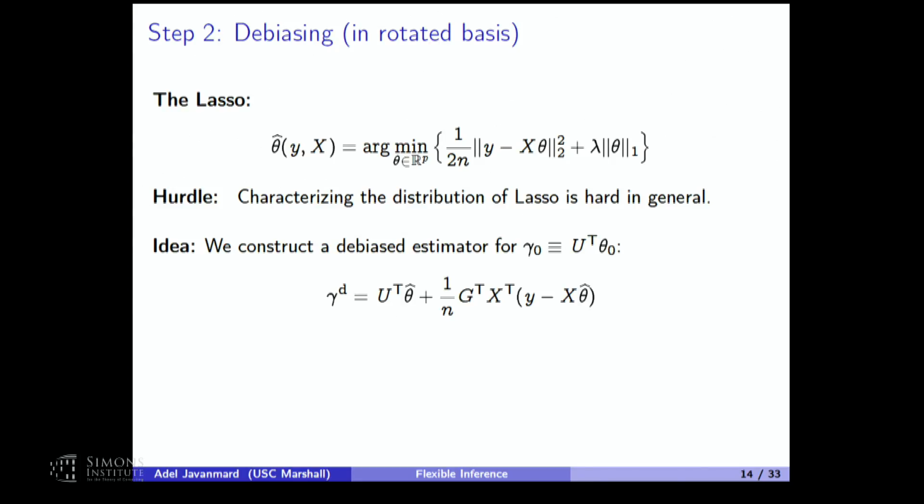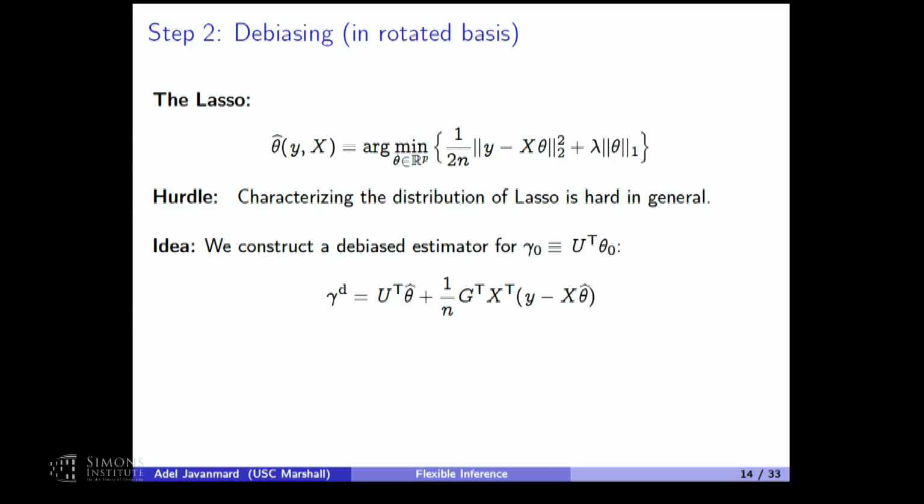The second step is doing debiasing, but in a rotated basis. So let me give you some background on debiasing. The Lasso estimator is very good in terms of the point estimation. It gives you good estimation error and also the prediction error. But something that's not so good is that it's biased because of this L1 penalty. And in particular, it's hard to characterize the distribution of Lasso in high dimension for general design X.